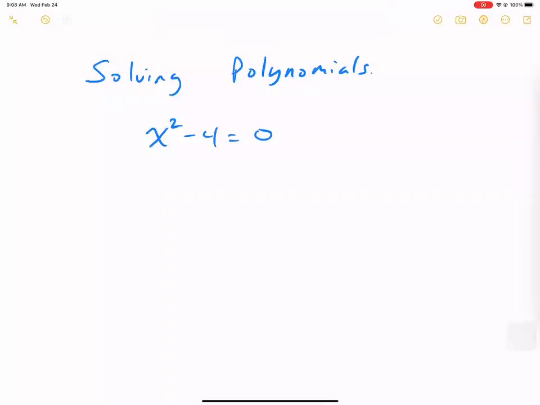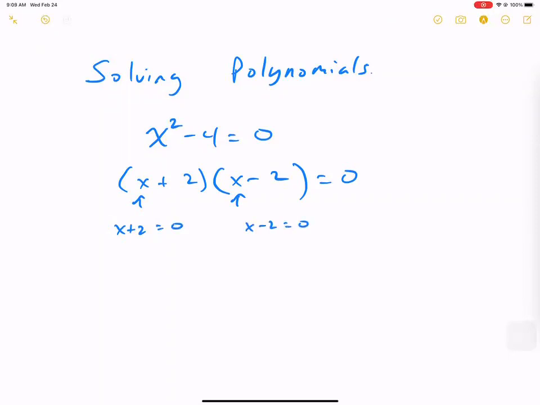One way is from when we talked about factoring before. If I factor it, this is factorable: x plus 2 and x minus 2. So what x values would make this go to 0? Well, x plus 2, what would make that go to 0? And then x minus 2.